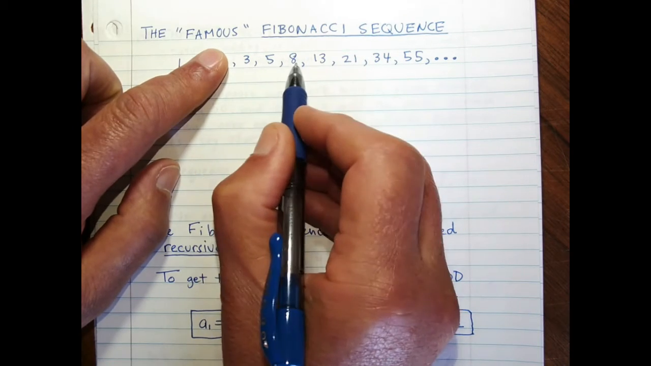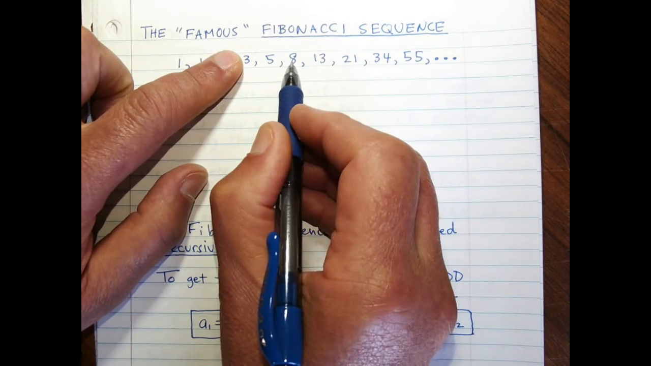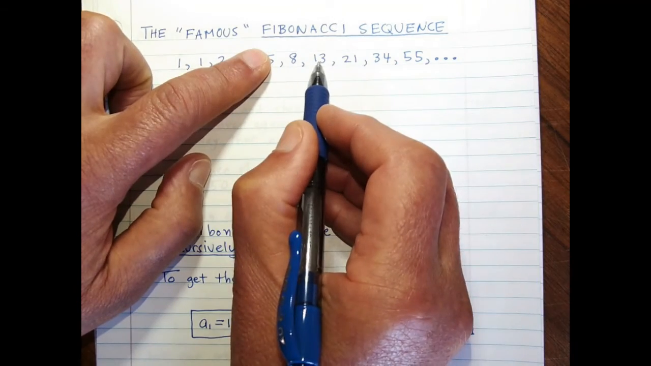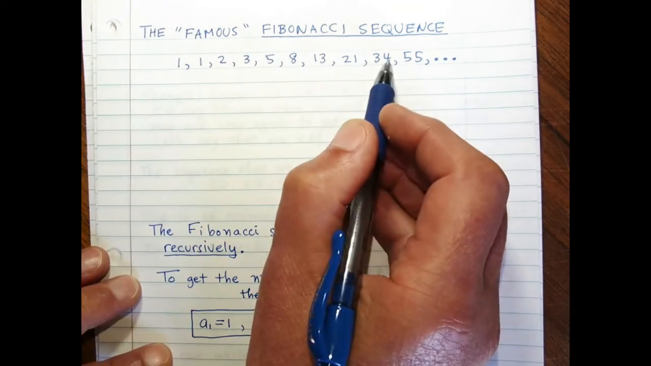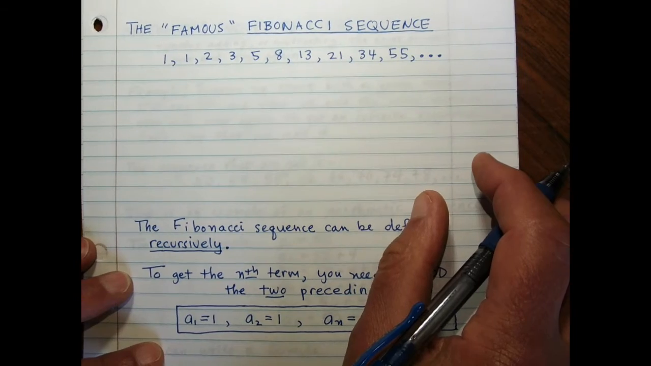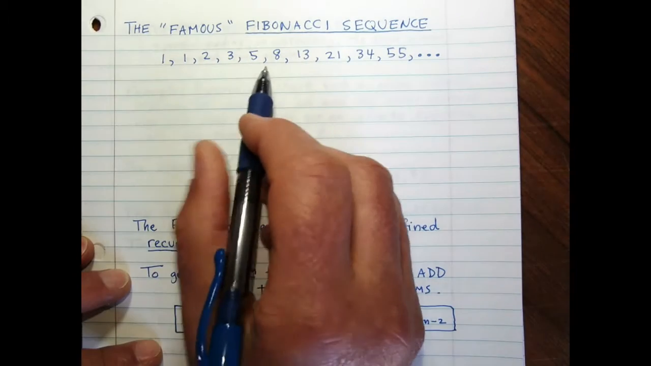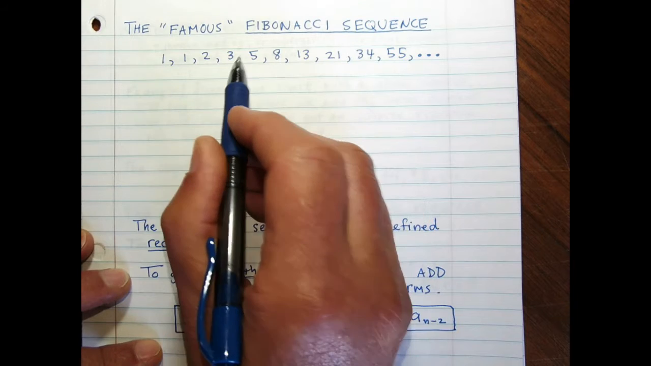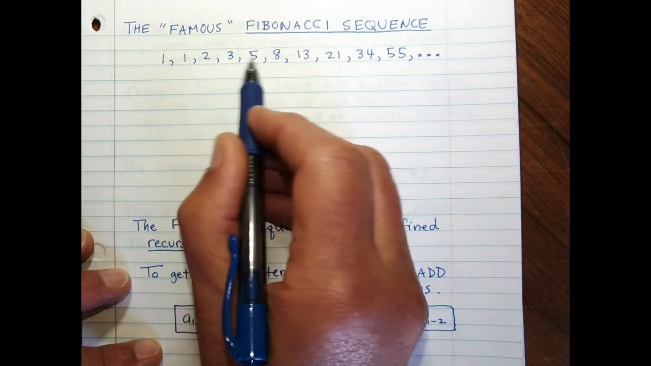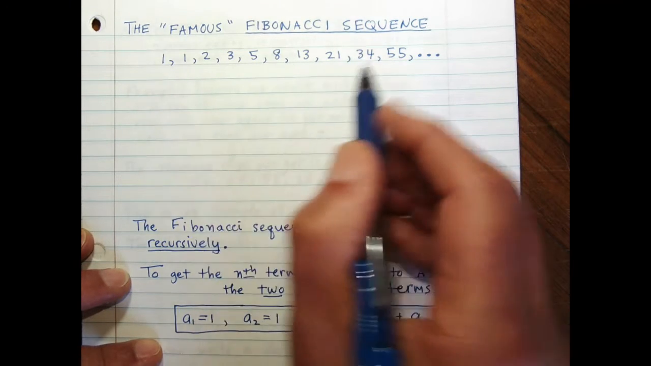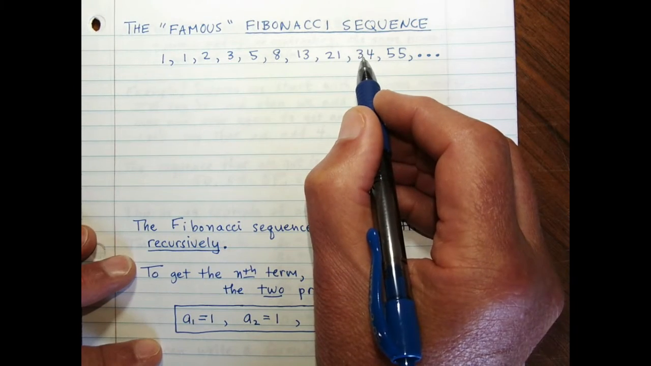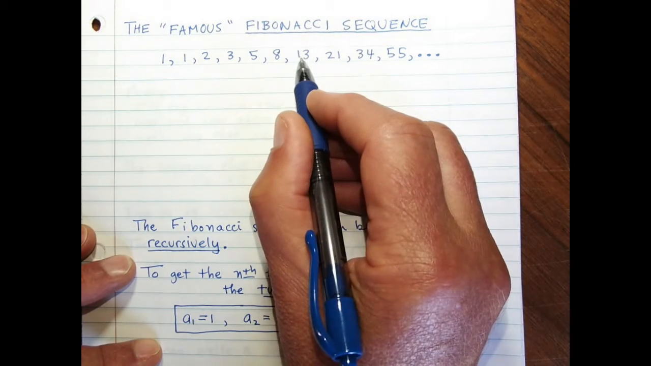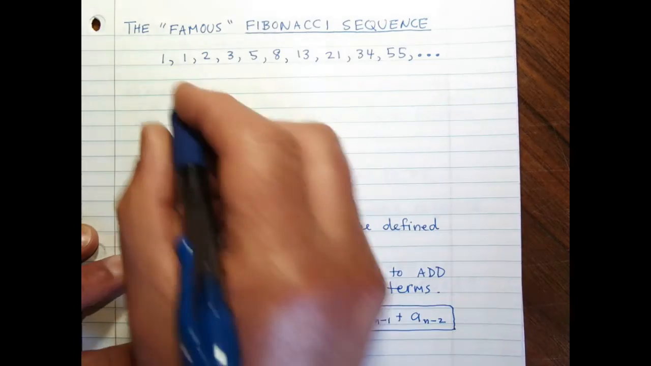3 plus 5 is 8. 5 plus 8 is 13. 8 plus 13 is 21, so on and so forth. That's the pattern of the Fibonacci sequence. Any one term that you look at, like 8, is the sum of the two preceding terms. 3 plus 5 is 8. Any one term like 34 is the sum of the two preceding terms. 13 plus 21 is 34.